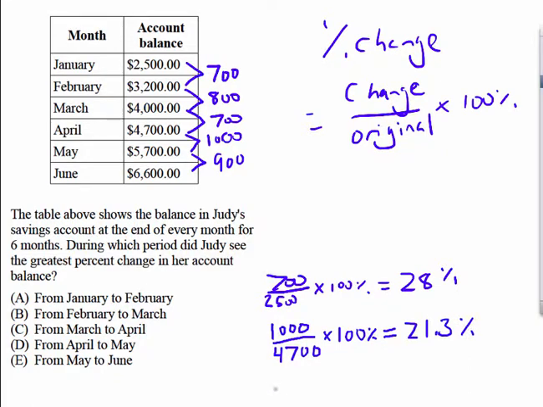And now we'll look at E, May to June. Again, this is not going to be it because it's both a bigger starting point, 5,700, and a smaller numerator, 900, than we just did. So we know this is not going to work out. But just to be complete, let's have a look. 900 over 5,700 times 100%. And that equals 15.8%.